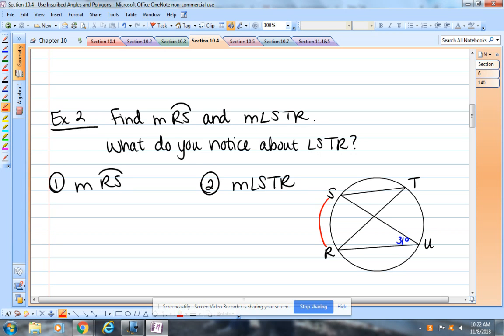Right. The inscribed angle is half of the intercepted arc. And you notice this angle from S, U, and R makes this arc, right? It inscribes that arc, or intercepts the arc, so I should say. So if the inscribed angle is 31 degrees, then what's the measure of arc RS? You double it and get 62 degrees. Does that make sense?